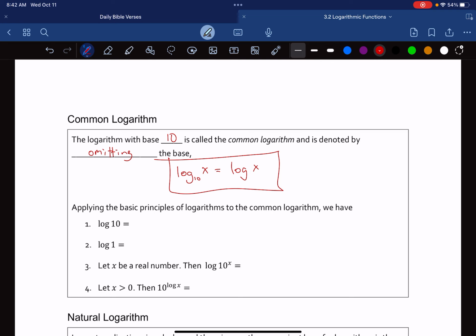This is very common because you have 10 fingers. Every time we count to 10, we start over, so we have a base 10 number system. And so it's very easy just to kind of omit that one. It shows up a lot. It saves you a little bit of writing.